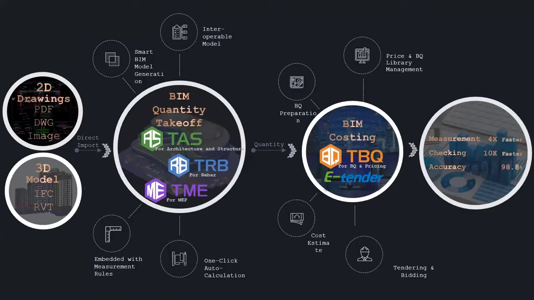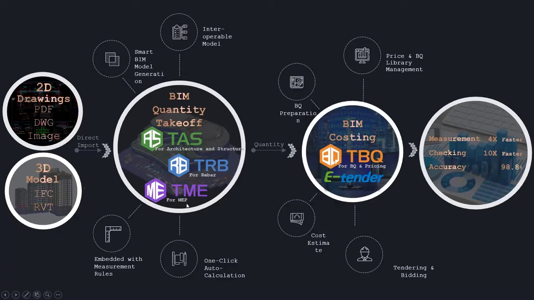This is the complete workflow of QBcost. How it works basically: you have 2D drawings, which could be PDF, DWG, or image files. You have a 3D model, which could be IFC or a native Revit file. If you have a Revit model, the software also supports that file. All you need to do is import these files, whichever you have, and the software is going to build up the BIM model, which is a smart BIM model, generated by the software. And that's interoperable because it sends information between different sorts of software like TAS, TRB, and TBQ.